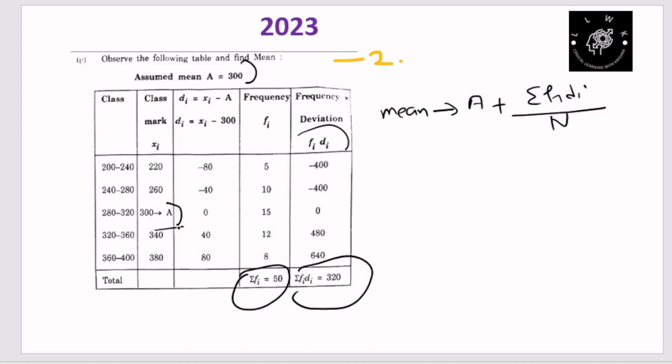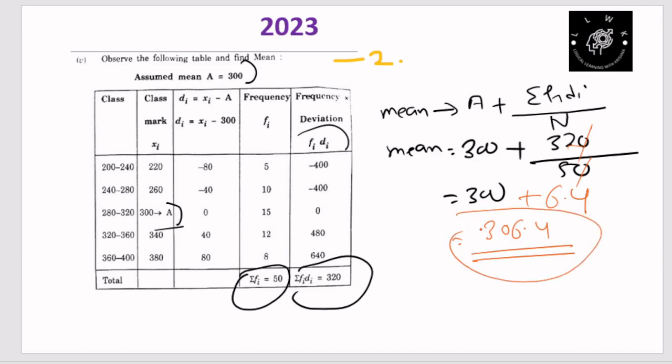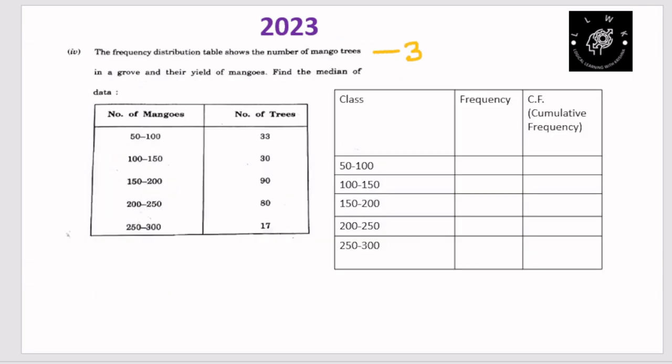So what you have to do is very straightforward. Simply substitute the values and get the answer. What is A here in this case? 300 plus fi di is 320 and n is 50. Solve it quickly. So 300 plus 320 by 50, 10 can be cancelled, remaining 32 divided by 5. 5 sixes are 30, 5 fours are 20. So your answer is 306.4, and this is your mean. How much time does it take? Not more than 2 minutes, and that's the reason it's for 2 marks. Let's move to the next question.